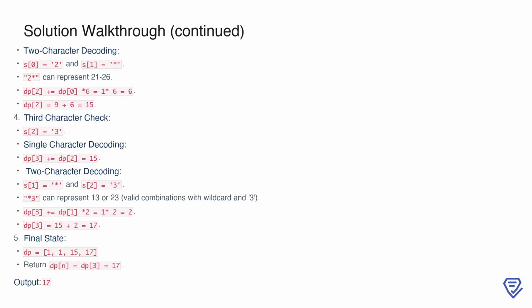Now, we move to the third character, s2, which is 3. For the single character decoding, we add dp2 to dp3, carrying over the value of 15. Then, we consider the two-character decoding for the substring asterisk 3. The wildcard asterisk followed by 3 can form valid numbers 13 and 23, so we add dp1 * 2 to dp3, which is 2. Summing these contributions, dp3 becomes 17. The final state of the dp array is 1, 1, 15, 17, and we return dp[n], which is dp3, resulting in an output of 17.